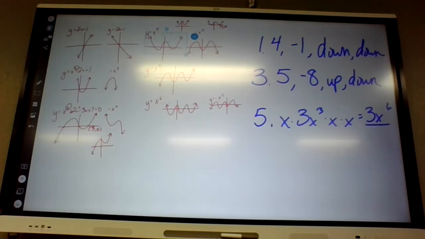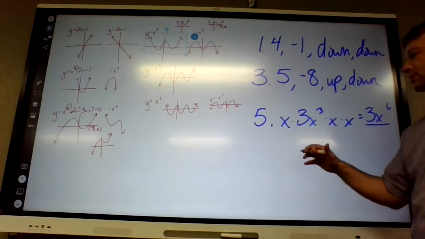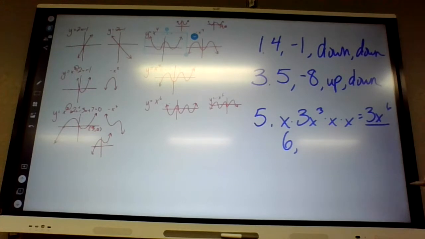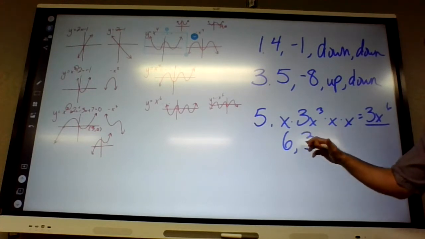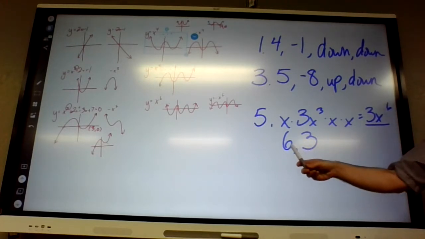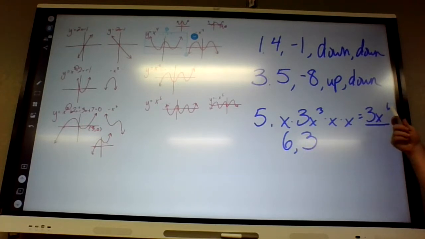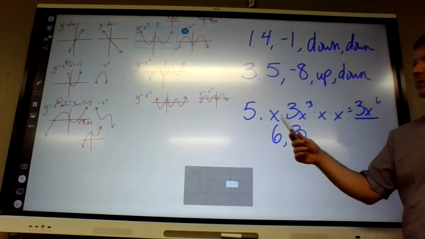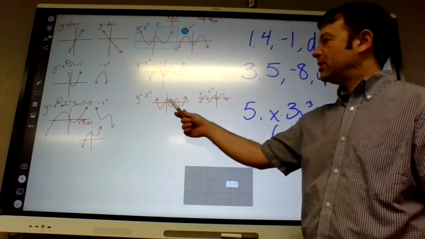So what is the degree of the polynomial? 6. What is the leading coefficient? 3. What is the end behavior? Okay, an even degree means up, up or down, down. Since it's positive, it's up, up.